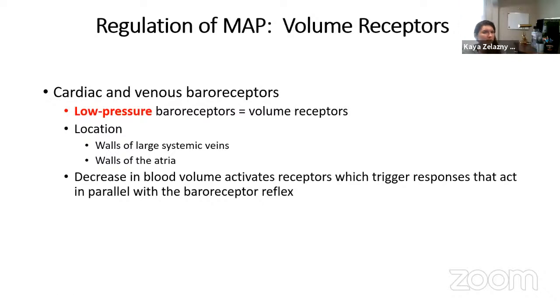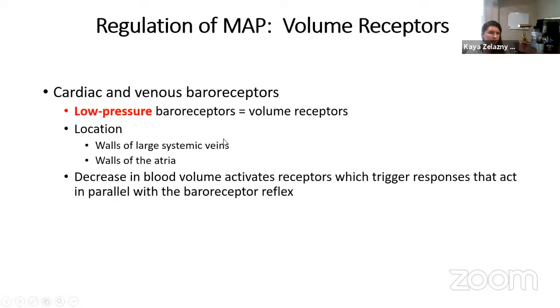So the baroreceptor reflex we were talking about on Monday had to do with our pressure receptors in the aorta and in the carotid sinus, so in our arteries, right? We do also have receptors related to blood pressure in our veins. We think of them more as volume receptors than pressure receptors because our veins are focused on being a volume reservoir. So we have cardiac and venous baroreceptors that we can think of as low pressure receptors. They're low pressure baroreceptors.